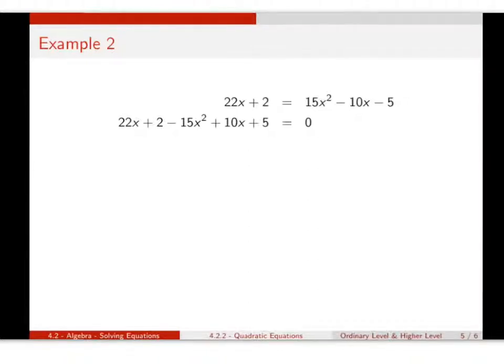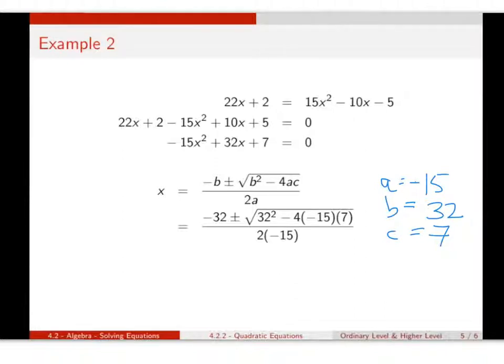So on the right hand side we're left with 0. Now let's tidy up. There's a minus 15x squared. 22x plus 10x is plus 32x. And plus 2 plus 5 is plus 7 equals 0. Now I want to factorize this equation. But instead of factorizing this time, let's use the quadratic formula. And you can always do this if you're asked to solve an equation instead of factorizing if you like. So in this case, x equals minus b plus or minus the root of b squared minus 4ac all over 2a.